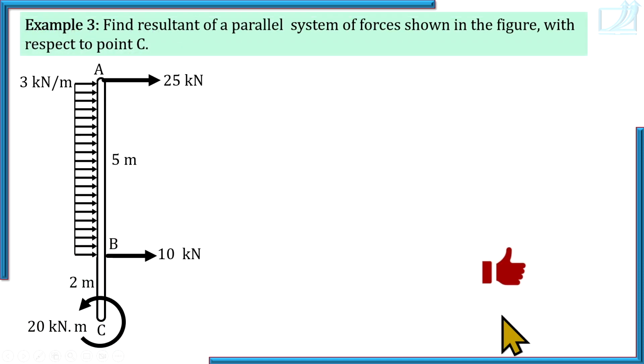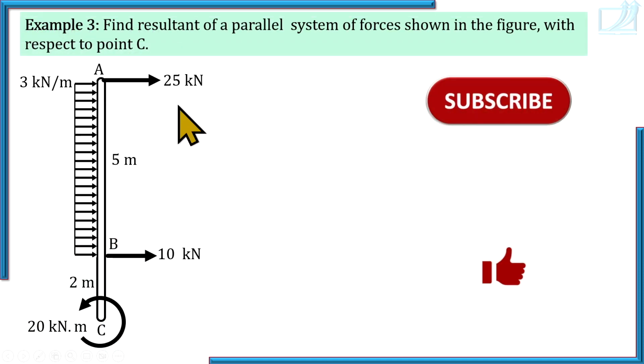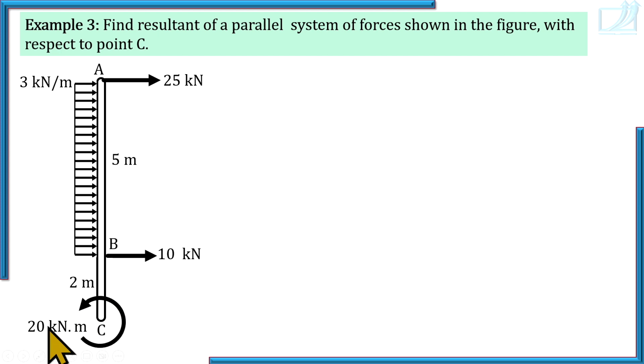Let's proceed with this problem. Be careful. Forces are given in kilonewton, distances are in meter, so moment will be kilonewton into meter. For example, here this couple is 20 kilonewton meter. Now first we will draw the space diagram. In the space diagram we should show all given forces as they are, and if there is a distributed force, replace it by a point force. It is a uniformly distributed force. So total magnitude is 3 into 5, 15 kilonewton acting at the center.